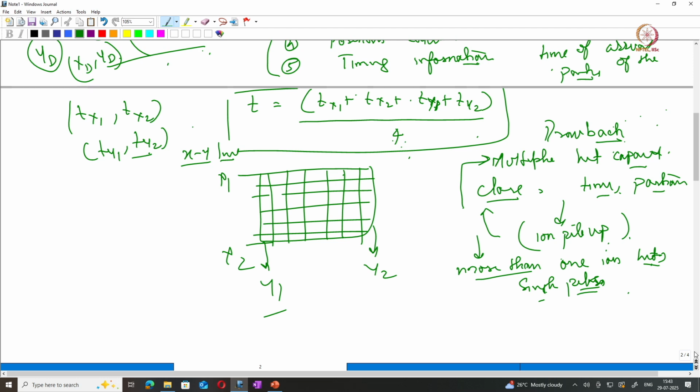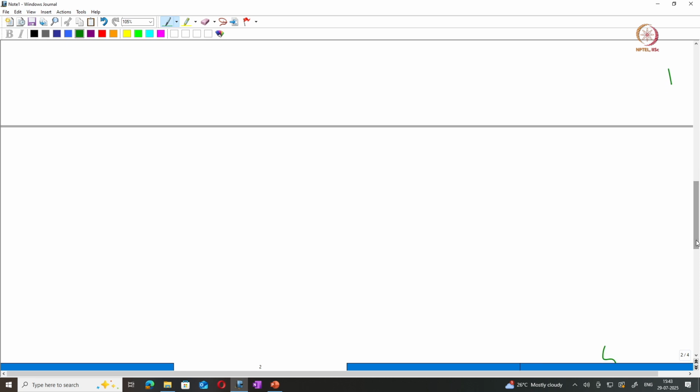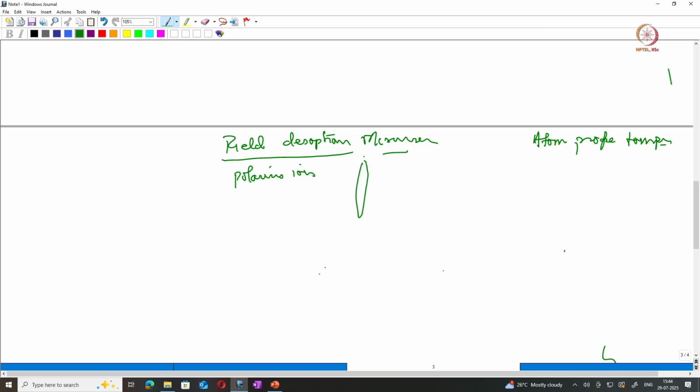Now we will come to another topic: what is the difference between field desorption microscopy and atom probe tomography? As the name suggests, it is related to the field desorption of a polarized ion from the tip surface that is directly detected on the fluorescent screen. Correct.